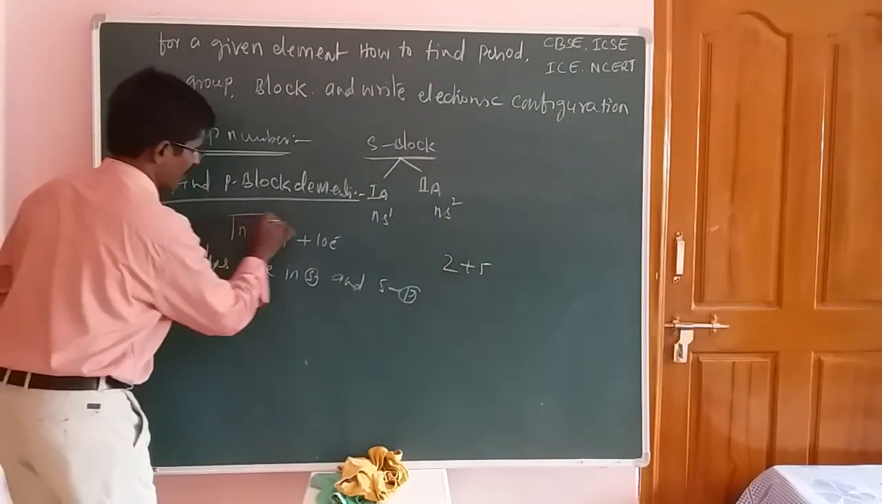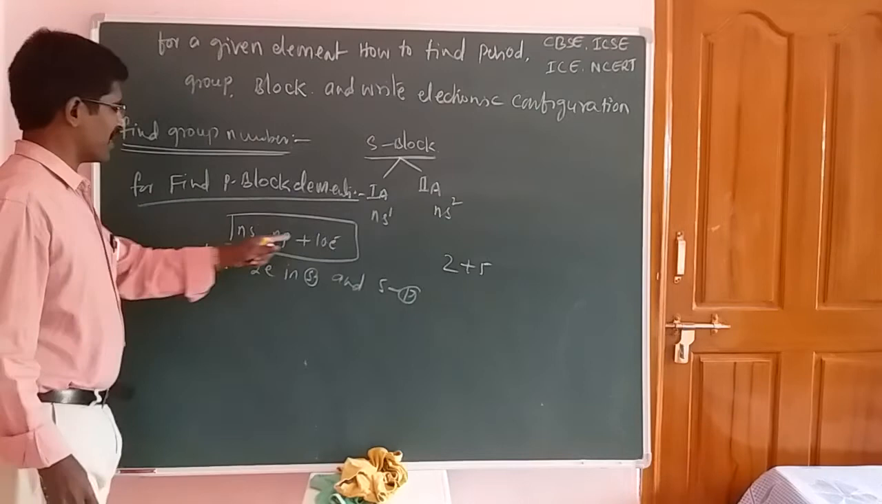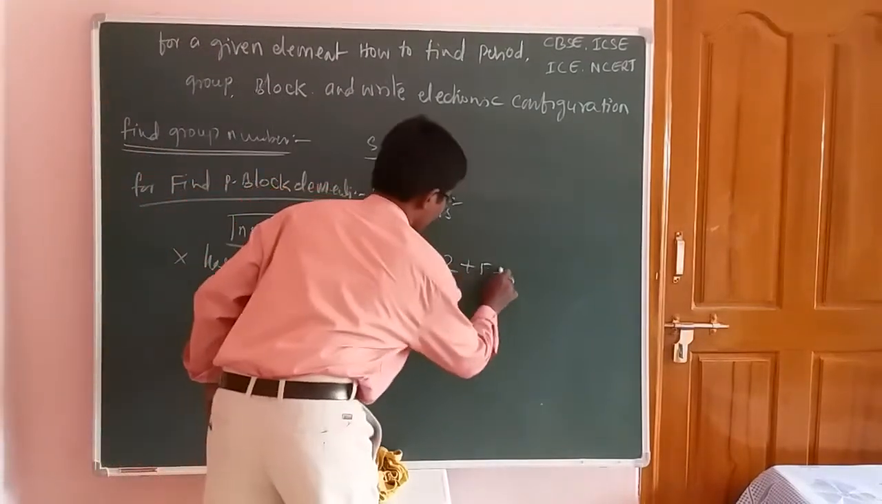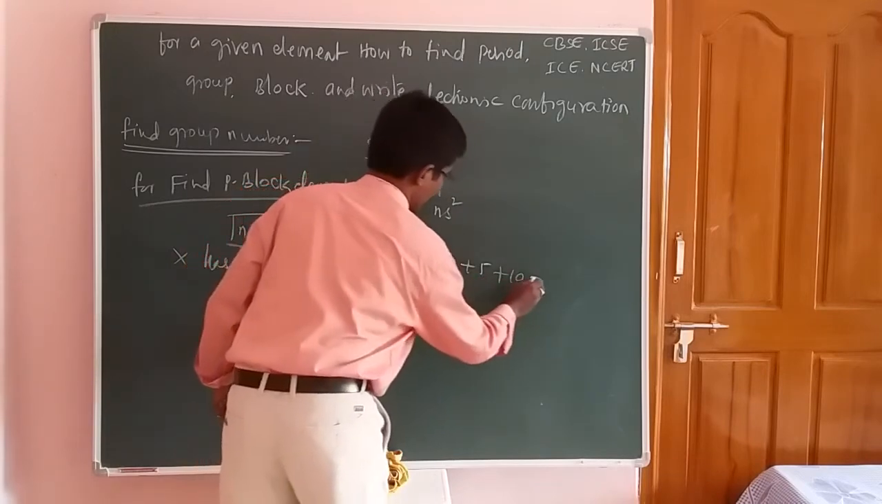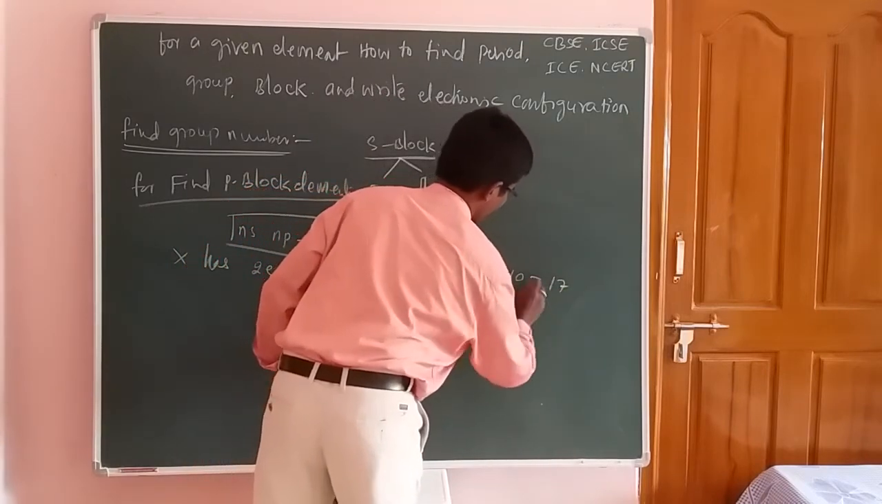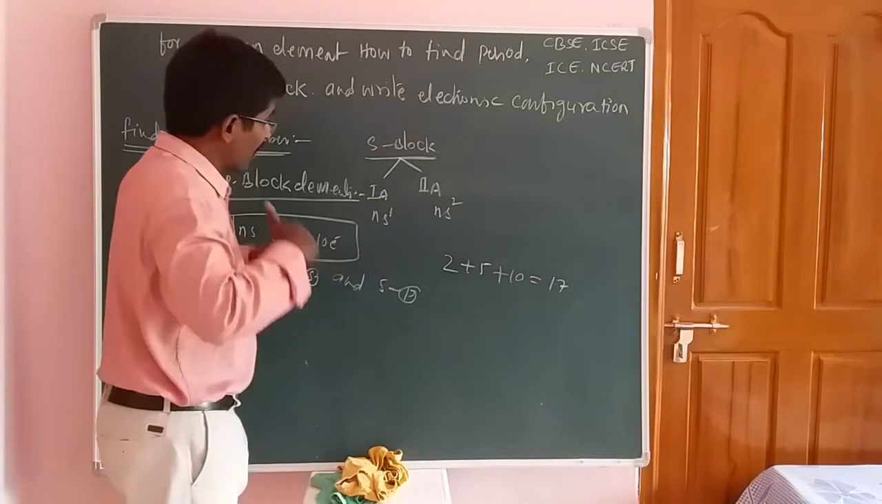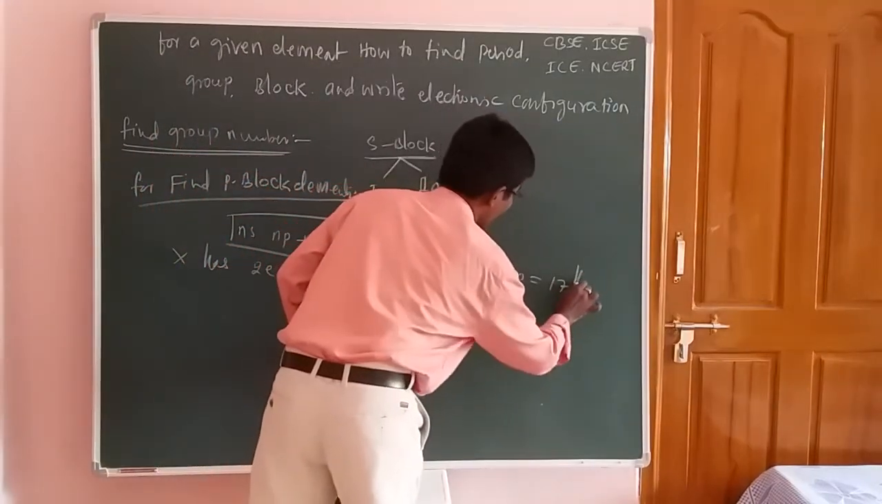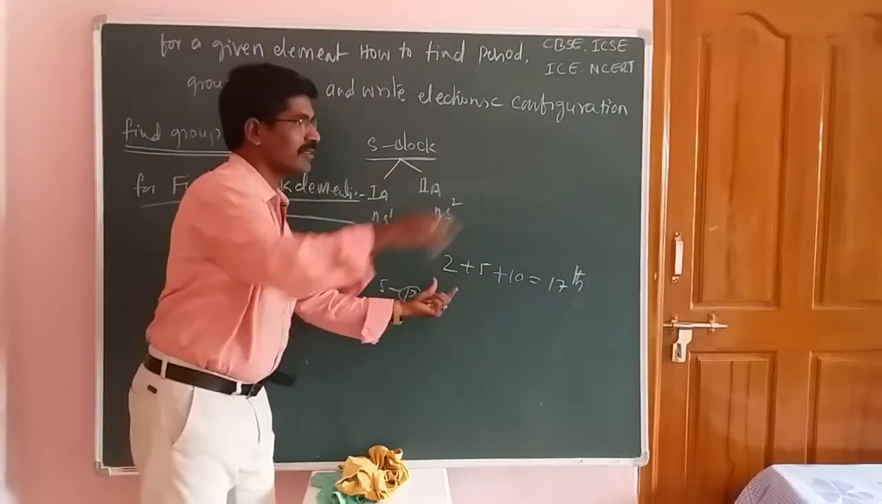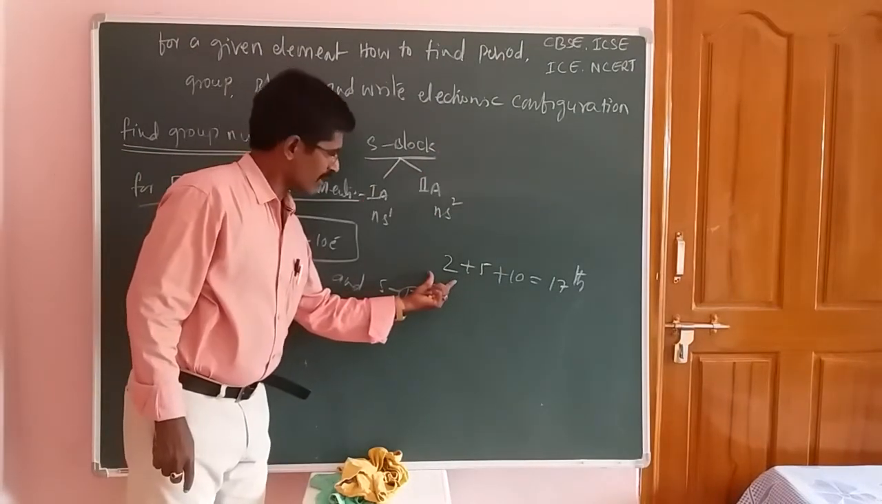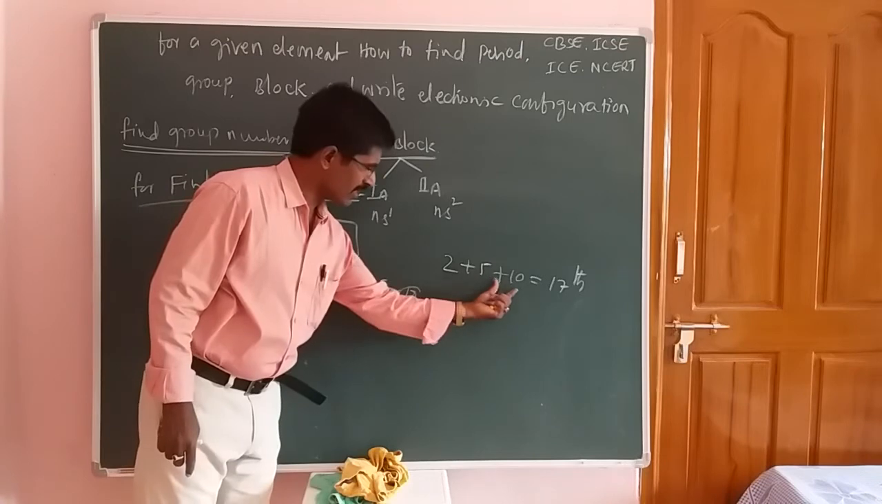Now you have the formula: ns and np plus 10 electrons. So you should add that number 10. Now you will get 5 plus 2, 7, plus 10, 17. So that means in the given question the element belongs to the 17th group. 2 plus 5 plus 10 is 17.